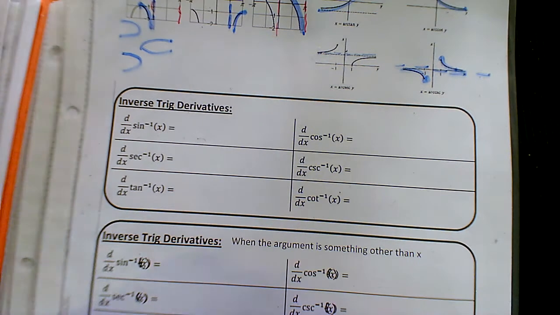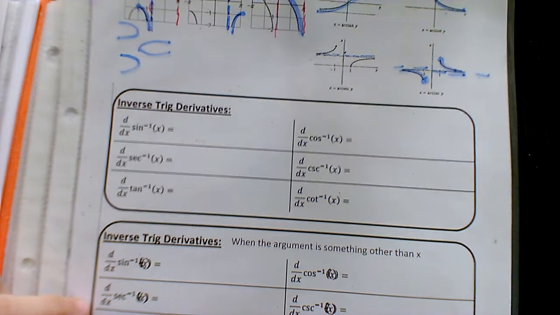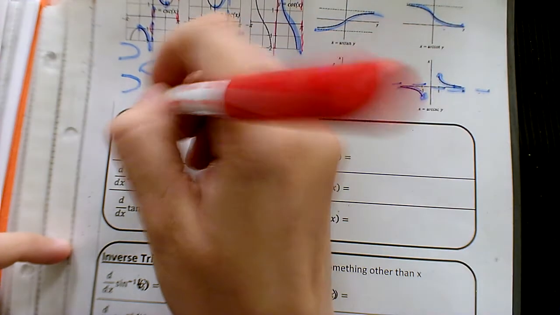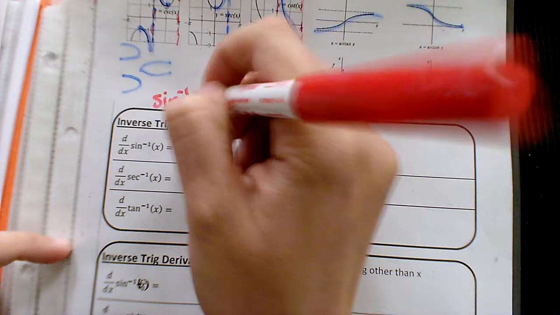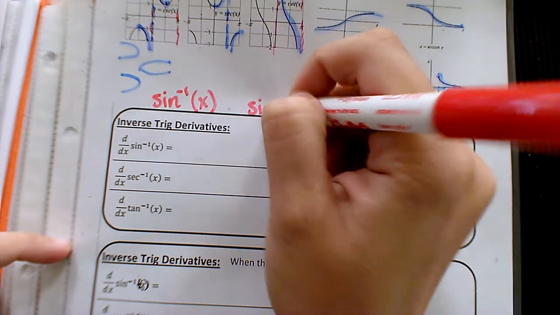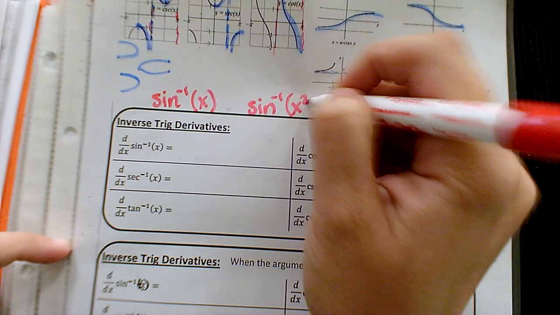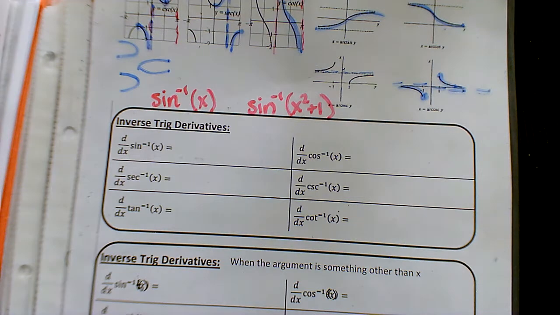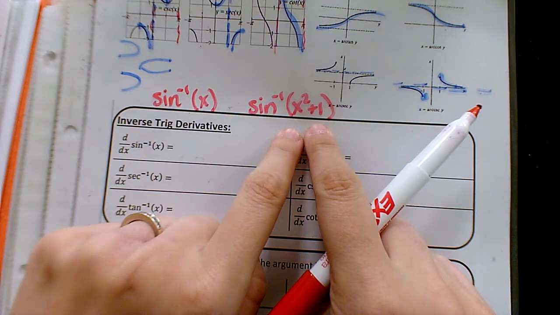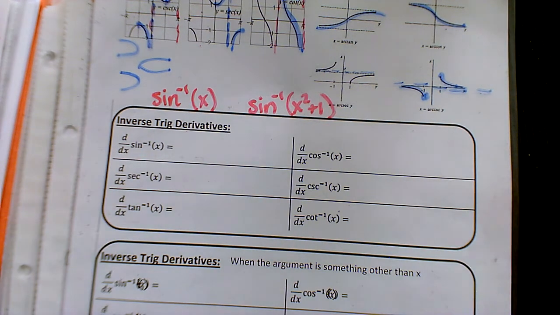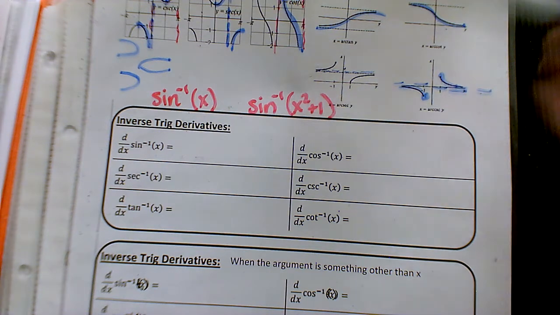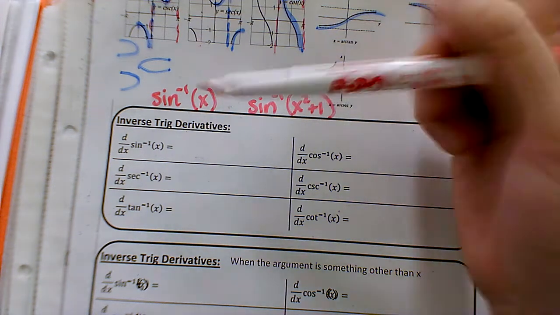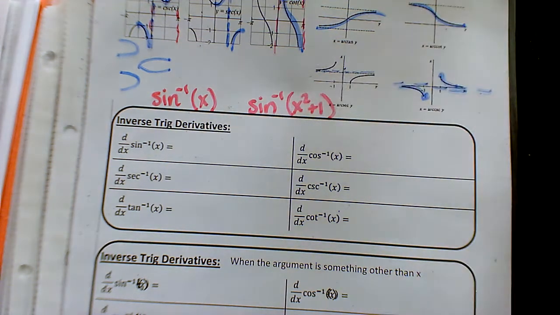And what can be tricky, because we're going to take a look at two different examples here, is it depends whether we have something other than x on the inside of our function. For instance, what if we have sine inverse of x, or what if we have sine inverse of x squared plus 1? Okay, this one's pretty simple. This one's a little bit more complicated. So we're going to have very similar shortcut rules. It's just that this shortcut rule might be a little different from this one because this one's more complicated.